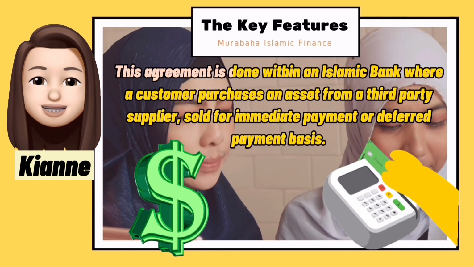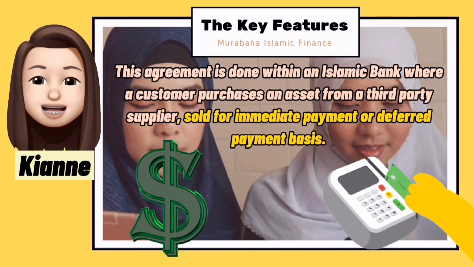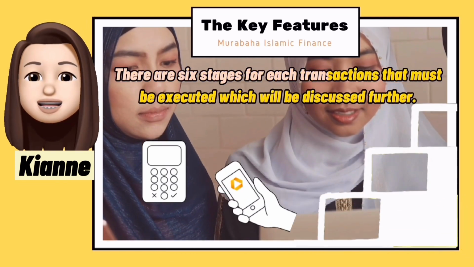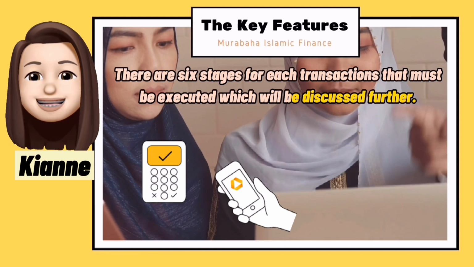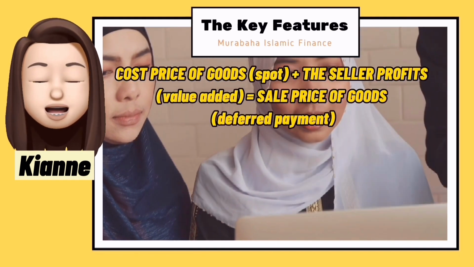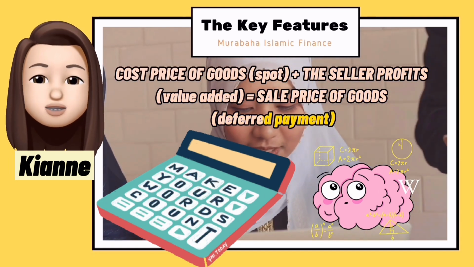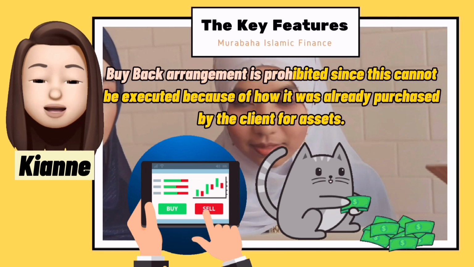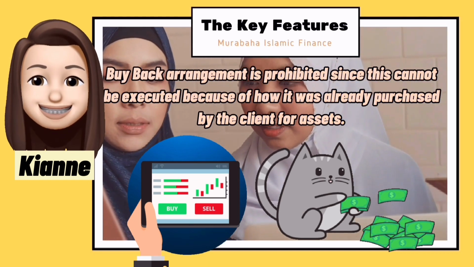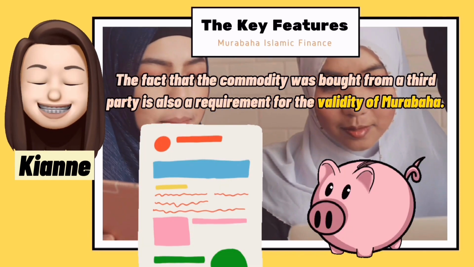This agreement is done within an Islamic bank where a customer purchases an asset from a third-party supplier sold for immediate payment or deferred payment basis. There are 6 stages for each transaction that must be executed, which will be discussed further. The seller is obligated to make the buyer know the amount of profit and cost, which means cost price of goods plus seller profit equals sale price of goods. Buyback arrangement is prohibited since this cannot be executed because of how it was already purchased by the client. For the asset, the fact the commodity was bought from a third party is also a requirement for the validity of Murabaha.